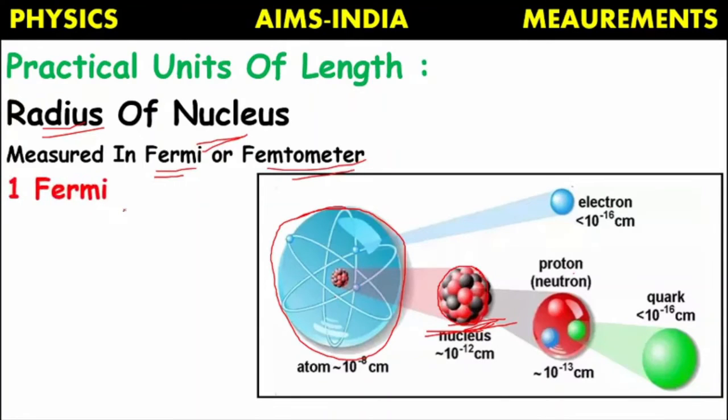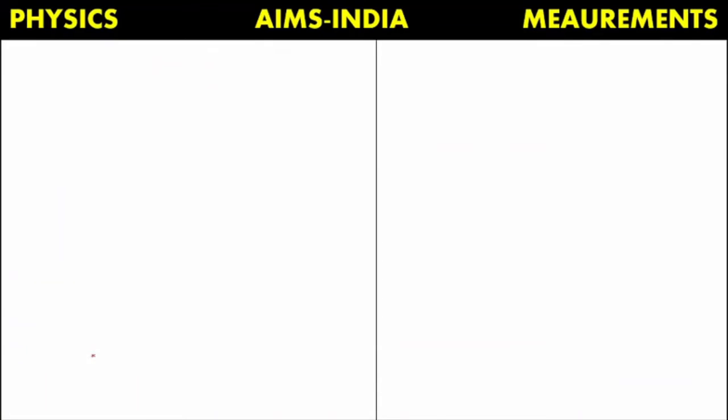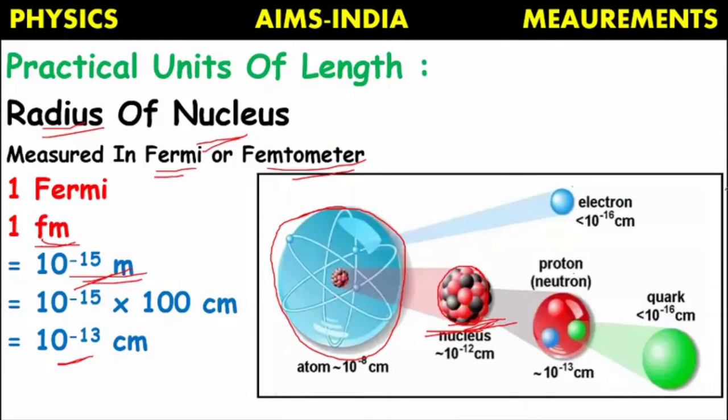One Fermi equals 10 power minus 15 meter. The symbol for Fermi is fm, femtometer, 10 power minus 15 meter, or if it is converted into centimeter, 10 power minus 13 centimeter. So that is the third practical unit, Fermi or femtometer.